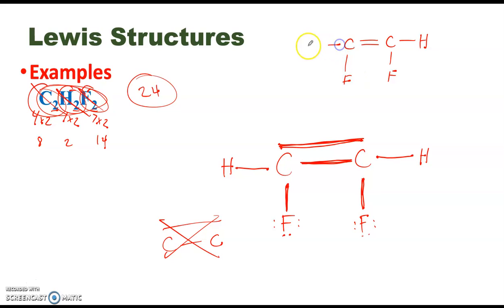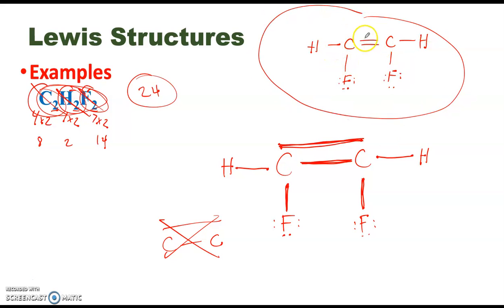Take time to do that, and then we add all our dots to the fluorine. And then this would be my final compound. I double check 2, 4, 6, 8, 10, 12, 14, 16, 18, 20, 22, 24, and that adds up to my magic number. Alright, so now that we're done with that one, we will move on to the next example.